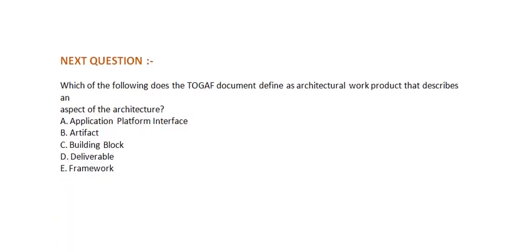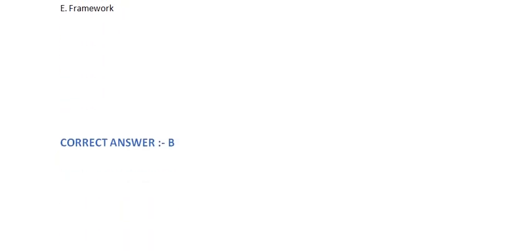Next question is, which of the following does the TOGAF document define as an architectural work product that describes an aspect of the architecture? Option A, application platform interface. Option B, artifact. Option C, building block. Option D, deliverable. And option E, framework. The correct answer is option B.